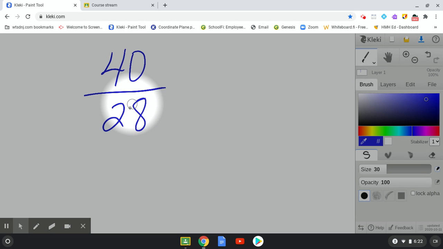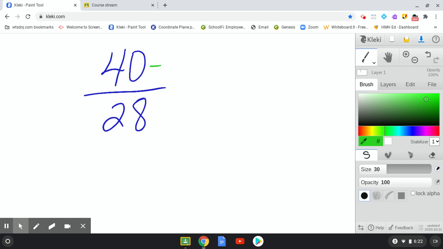Well, 40 is an even number and 28 is an even number. So an easy thing to do is cut them in half, meaning divide by 2. So 40 divided by 2, or cut 40 in half, gives me 20. Cut 28 in half, and I would get 14.